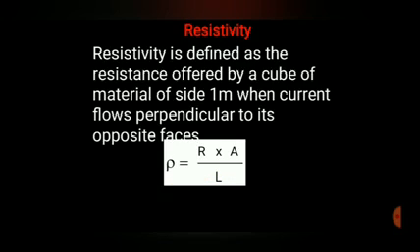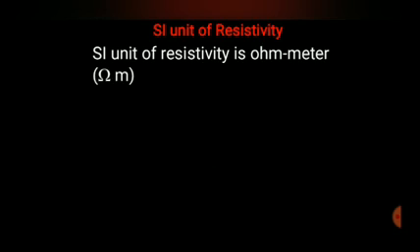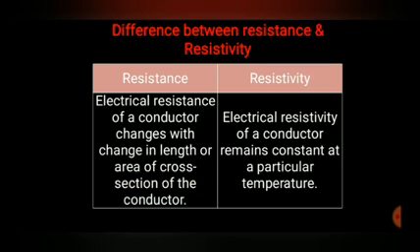Here we have one symbol, that is nothing but rho, R-H-O. We write it as RHO and the pronunciation is rho. Rho is equal to R into A by L. Here rho is resistivity: resistance into the area of that material divided by length. So what is the SI unit of this resistivity? It is ohm meter. Resistance is ohm, resistivity is ohm meter. So what is the difference between resistance and resistivity?